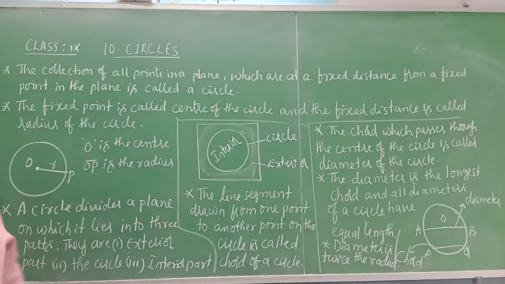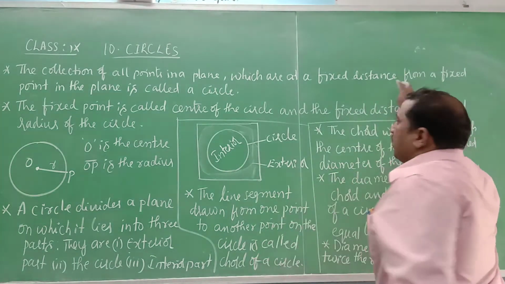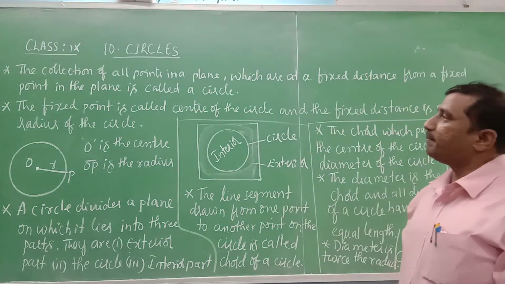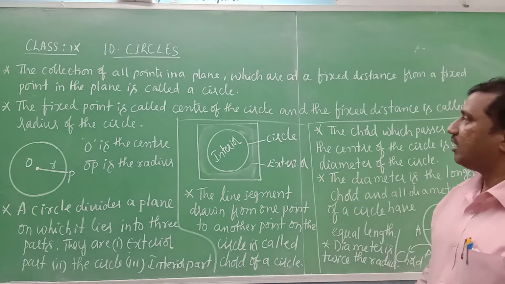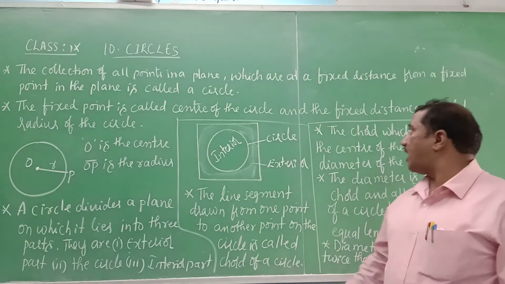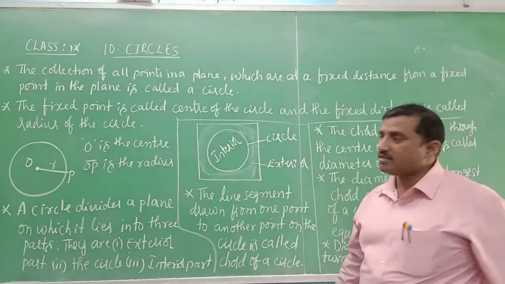Now the key points we discussed: the collection of all points in a plane which are at a fixed distance from a fixed point in the plane is called a circle. The fixed point is called center of the circle, and the fixed distance is called radius of the circle.